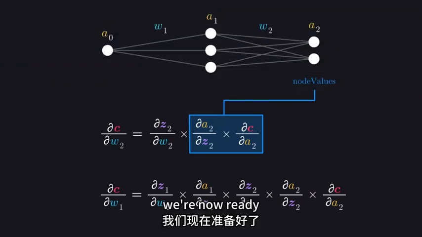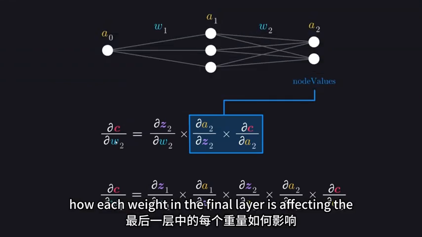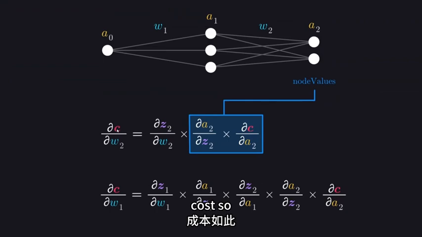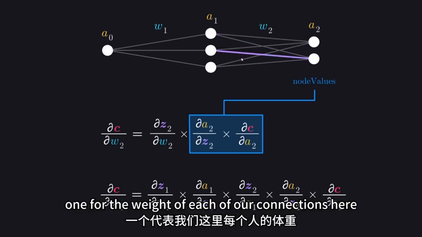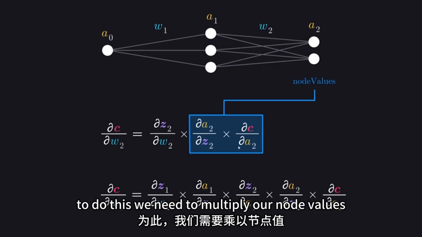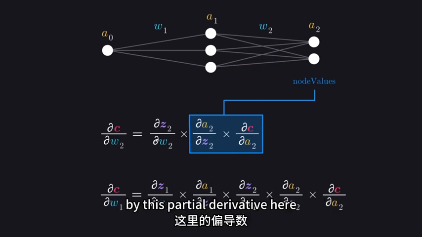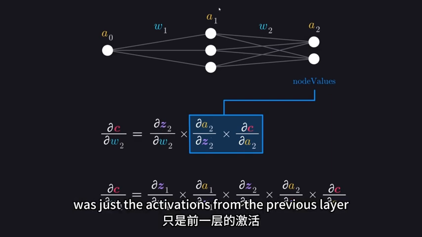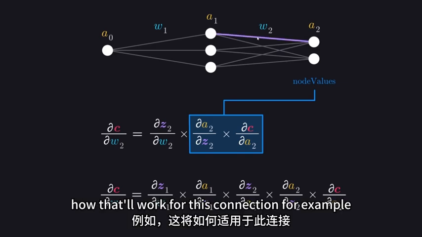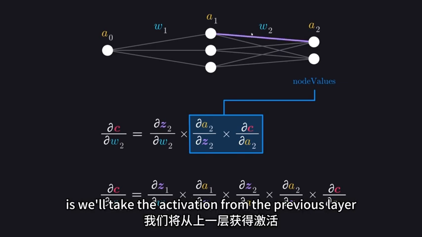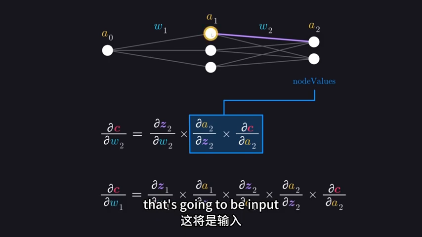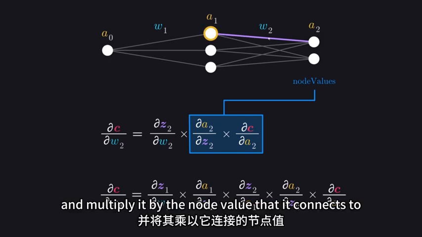Alright, so we're now ready to figure out how each weight in the final layer is affecting the cost. So that means we'll actually be calculating 6 different values in this example, one for the weight of each of our connections here. To do this, we need to multiply our node values by this partial derivative here, which we figured out earlier was just the activations from the previous layer. How that'll work for this connection, for example, is we'll take the activation from the previous layer that's going to be input along the connection, and multiply it by the node value that it connects to on the other end.